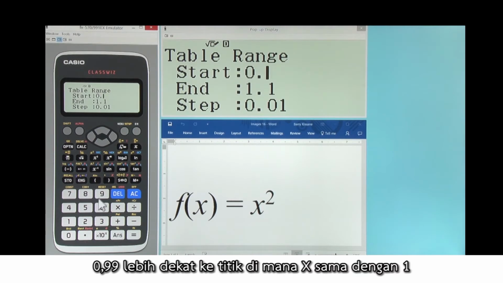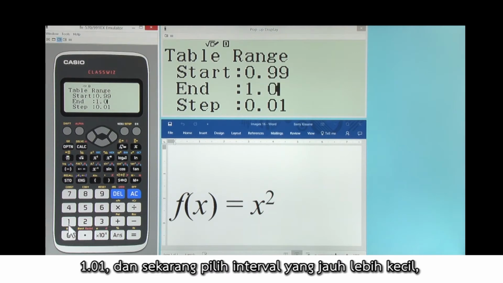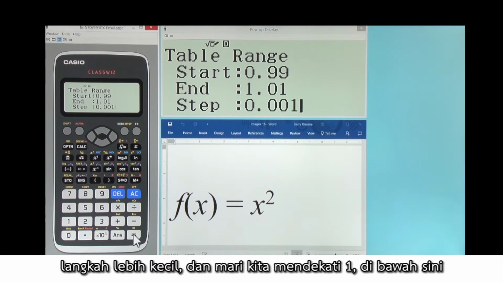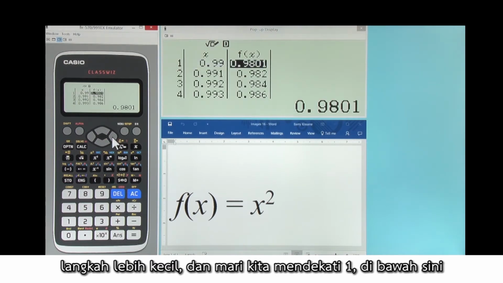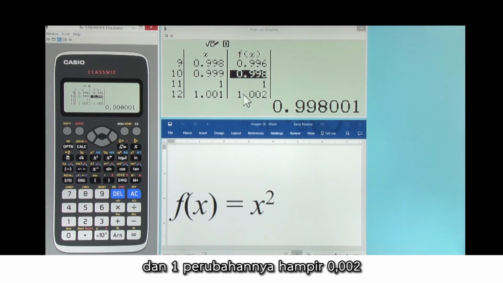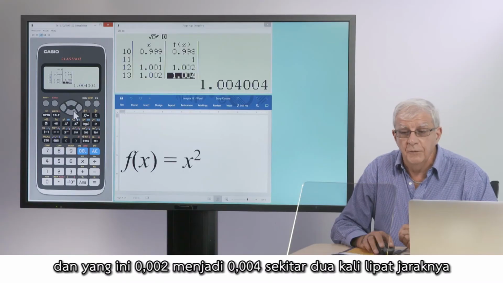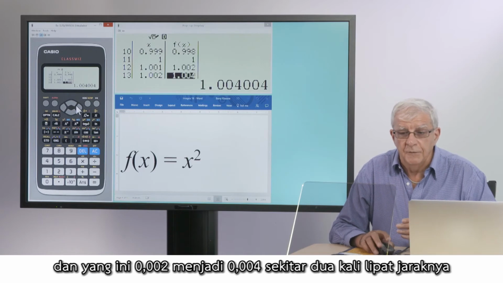So 0.99, closer still to the point where x is equal to 1, up to 1.01, and now choose a much smaller interval, a smaller step. And let's get close to 1 down here. You can see here, as x goes between 0.999 and 1, the change is almost 0.002. And this one is 0.002 and 0.004. It's about twice as much as the distance.